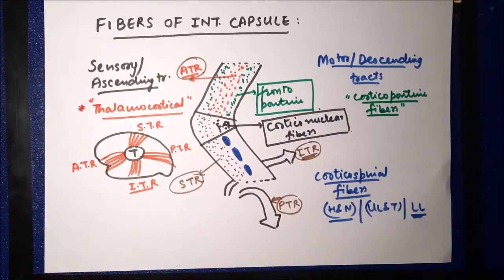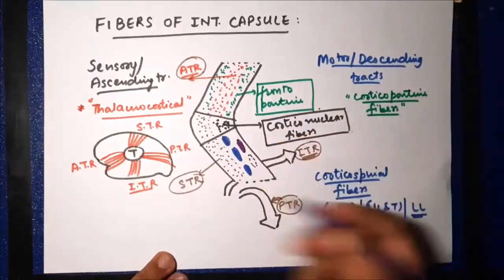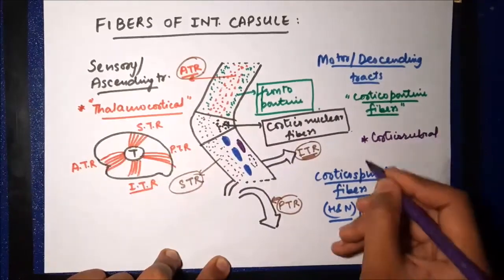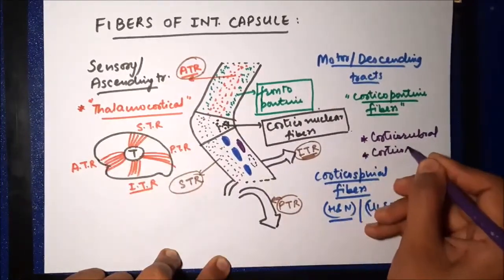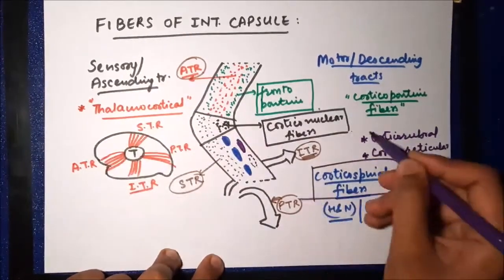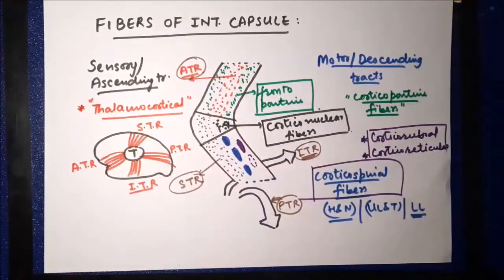Other than these fibers, there are some other fibers such as corticopontine fibers, corticorubral fibers, and corticoreticular fibers. So we can understand that they start from the cortex and go to the lower structures of the brain or brainstem. So these are different descending fibers in the internal capsule.